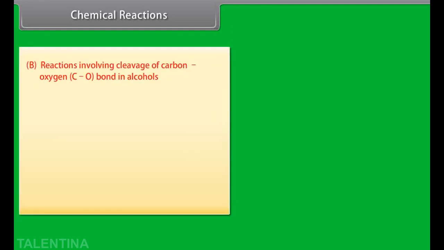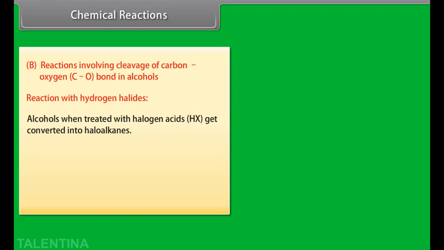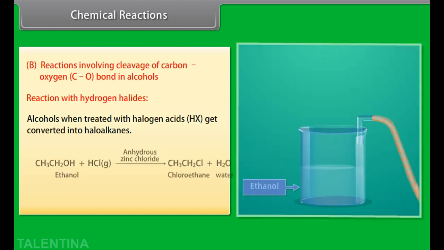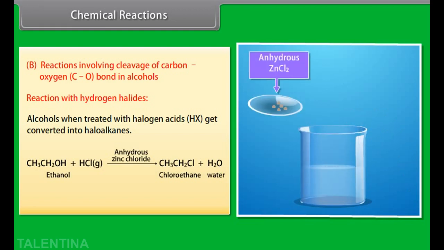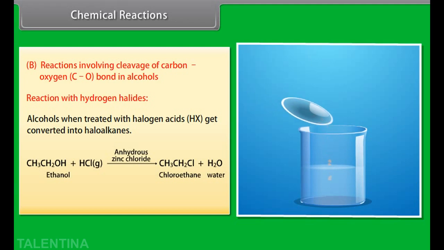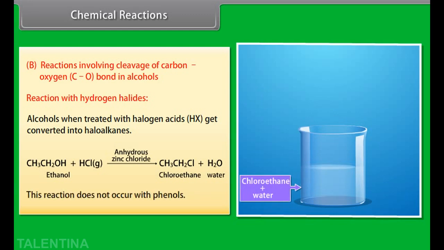Reactions involving cleavage of carbon-oxygen bond in alcohols. Reaction with hydrogen halides. Alcohols, when treated with halogen acids, get converted into haloalkanes. When hydrochloric acid gas is passed through ethanol in the presence of anhydrous zinc chloride, it forms chloroethane and water. This reaction does not occur with phenols.